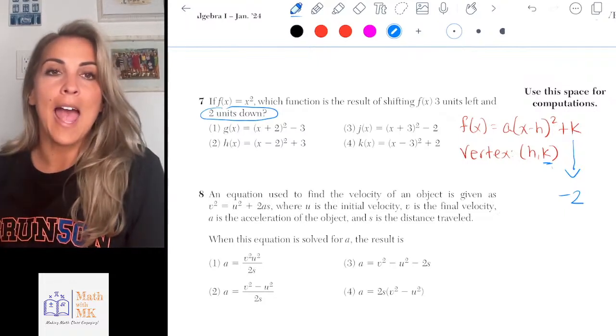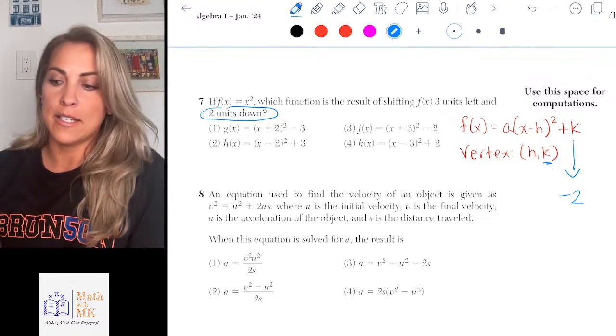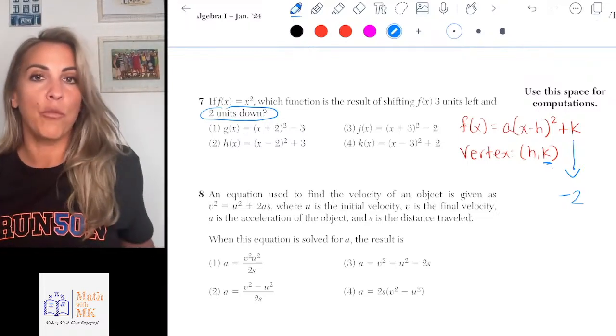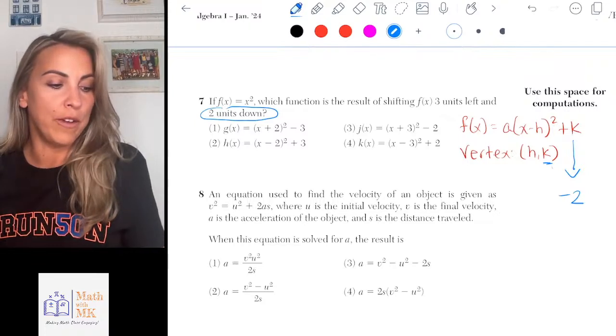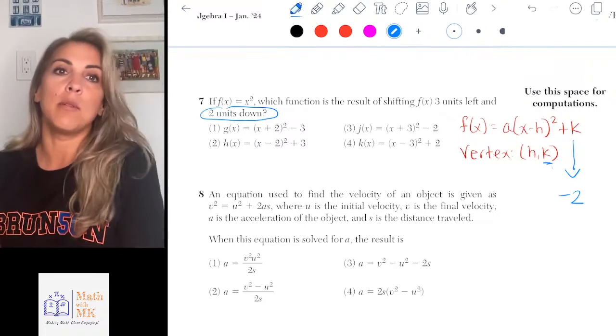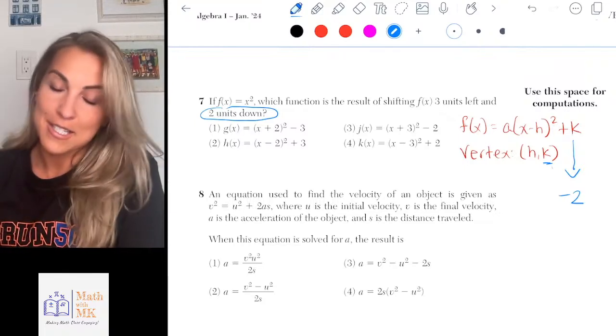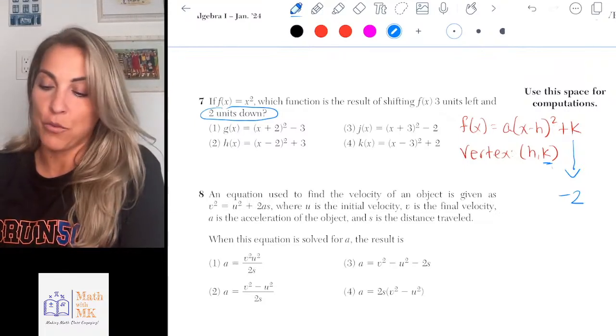Again, the number outside of the parentheses where the x is controls up and down movement, vertical shifts. If it's addition, we're moving up, and if it is subtraction, we're moving down. So that k is going to be replaced with a -2. That means I can already see my answer, but let's double check that the rest of it is correct.